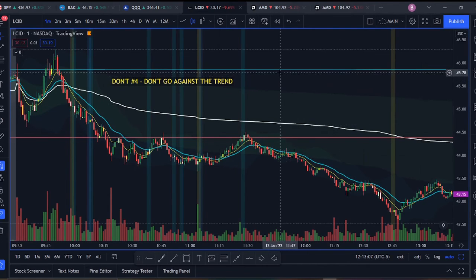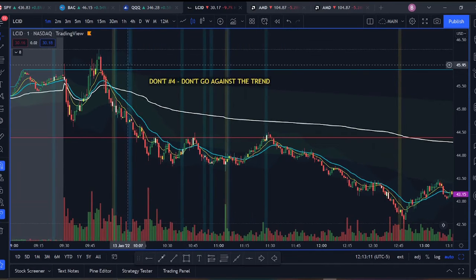But especially in the chart itself, let's say you don't look at all those other things. At least in the chart itself, follow what it's telling you, right? This just going up isn't telling me it's time for a reversal. So number 4, don't go against the trend.